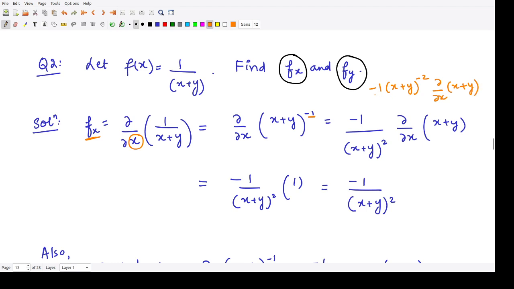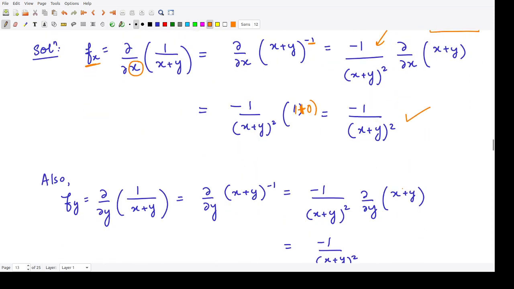So this term would come as such, and the partial derivative with respect to x of the quantity x plus y, what would it be? It would be 1 plus 0. The partial derivative of x would be 1, and the partial derivative of y with respect to x would be 0. So this quantity is 1 plus 0. So we have minus 1 divided by x plus y whole square.